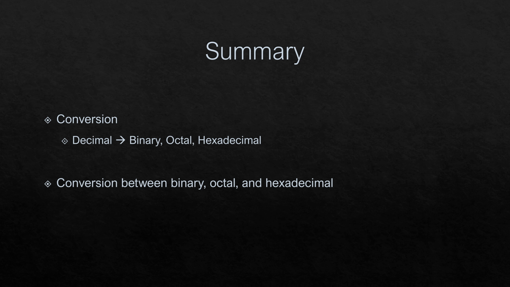In summary, conversion methods between numeration systems have been seen. Decimal to binary, octal, or hexadecimal is a sequence of divisions by r, the base, 2, 8, or 16 for integers, and a sequence of multiplications by r, the base, for decimal fractions. Conversions between binary, octal, and hexadecimal is fairly straightforward since these number systems are powers of 2. And that concludes our lecture.